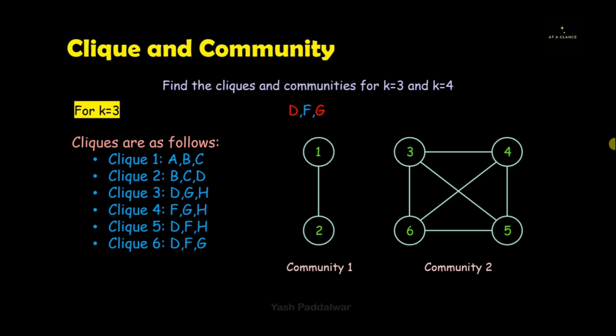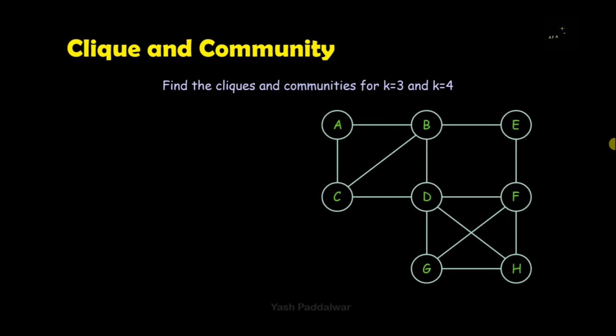So now we are done for k equals to 3. We are still left for k equals to 4. So let's start finding out the cliques for k equals to 4 nodes. So here are the following cliques. So if you carefully observe in the entire figure, you have 3 sections.